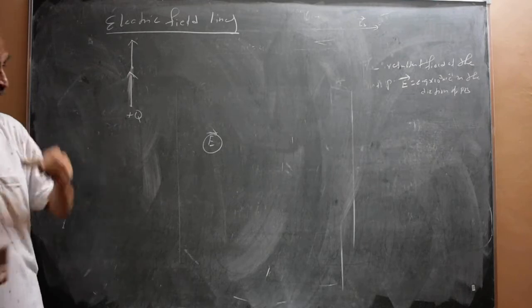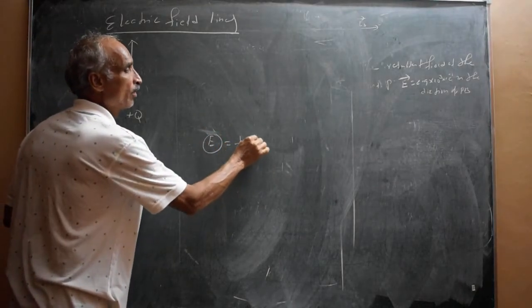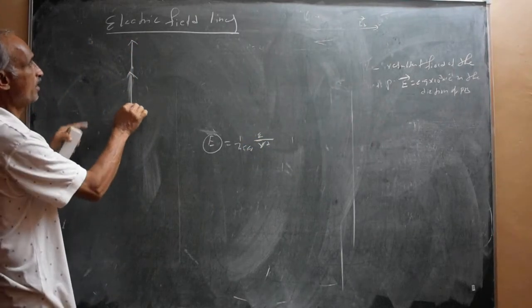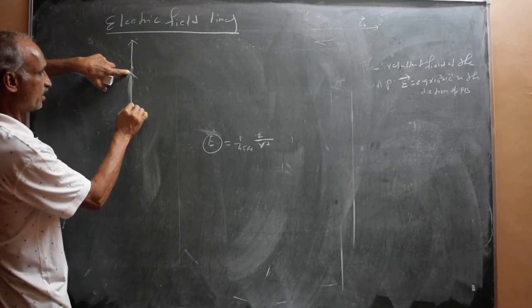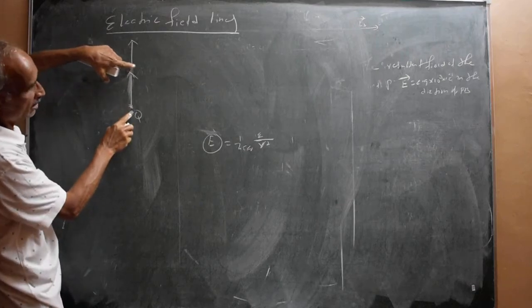Because see, what is the formula? Magnitude of the field is 1 upon 4 pi epsilon naught into Q upon R square. R is the distance between the charge and the point. Here is the charge, here is the point. Distance between the charge and the point.